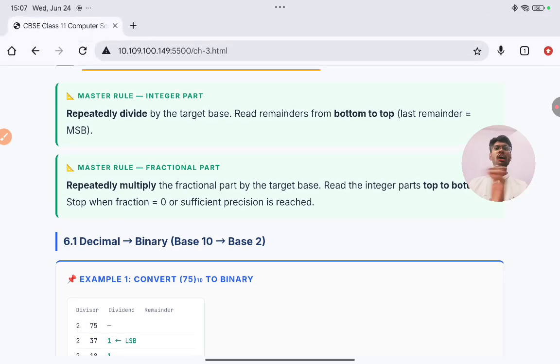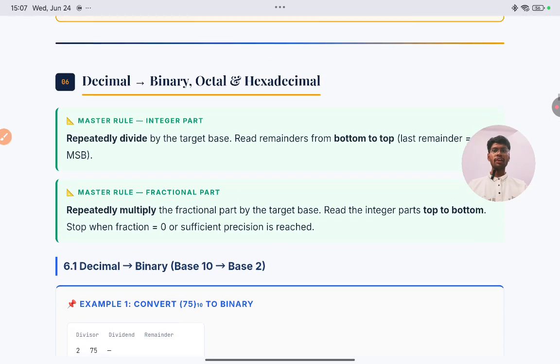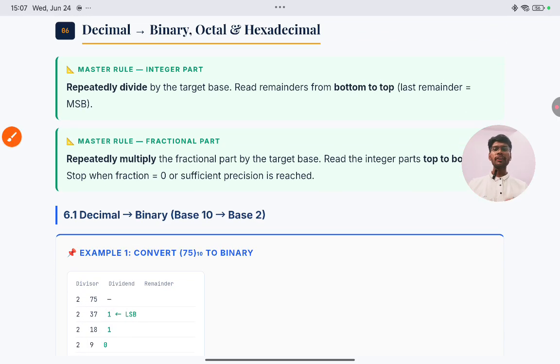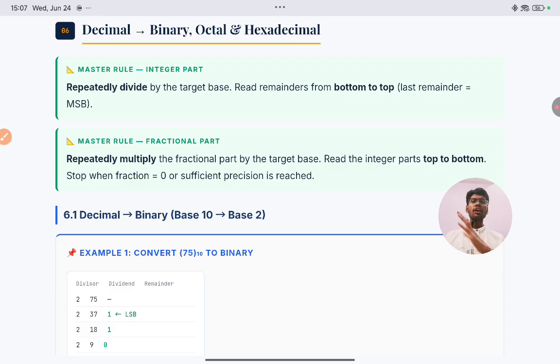Then we go to the conversion part basically. From decimal conversion to octal, binary, hexadecimal. How to do this? Remember this rule. Repeatedly divide by the target base. Read the remainders from bottom to top. The last remainder is the MSB, most significant bit, for the integer part. For the fractional part, repeatedly multiply the fractional part by the target base. Read the integers from top to bottom. Stop when the fraction equals 0 or sufficient precision is reached.